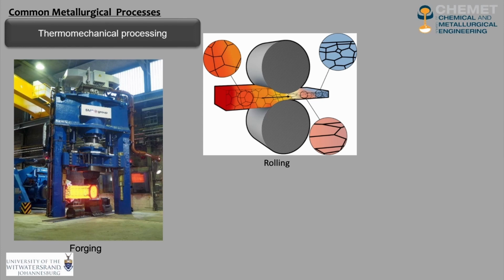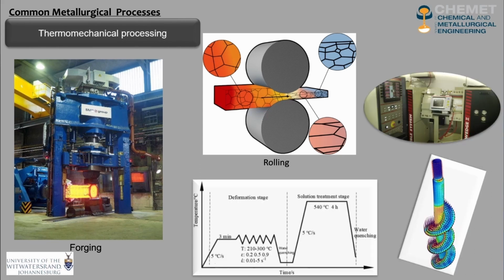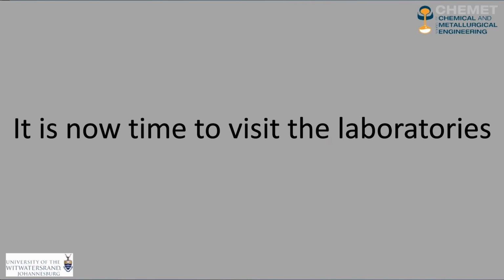We have a series of thermomechanical processing techniques. One of them is forging on an industrial scale, and a schematic diagram of rolling, which is also carried out on an industrial scale. Rolling is used to produce components like I-beams, sheets, and many more. But today, I would show you how we carry out these thermomechanical processes in the laboratories using a machine called Gleeble Thermomechanical Simulator. Results from it can also be used for simulations on computers. I'll talk more about that when we get into the lab. So now it is time for us to visit the laboratories.